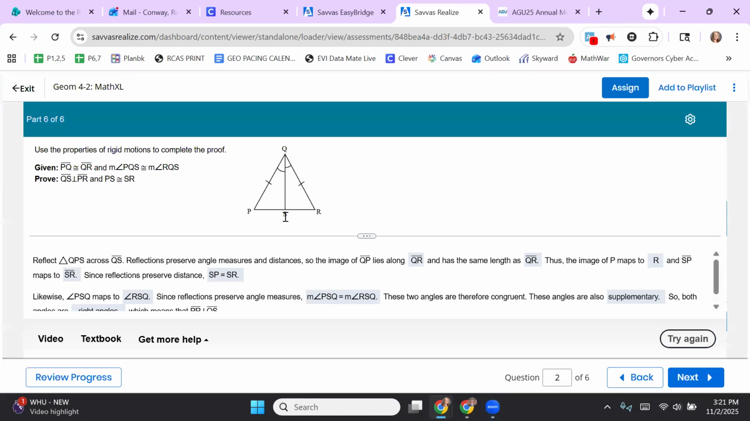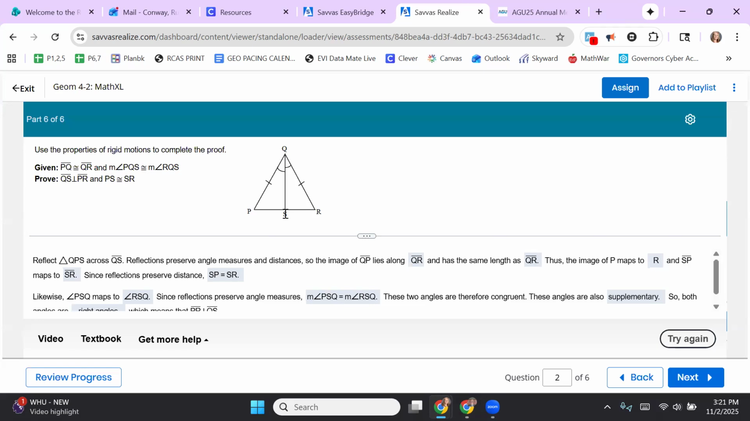So reflections preserve angle measurements and distances. So the image of QP is now going to be over top of QR. And so I wrote QR here, and it has the same length as QR. Thus, the image of P, so here's P, and it's folded over on top of R. So that's why I put R here.